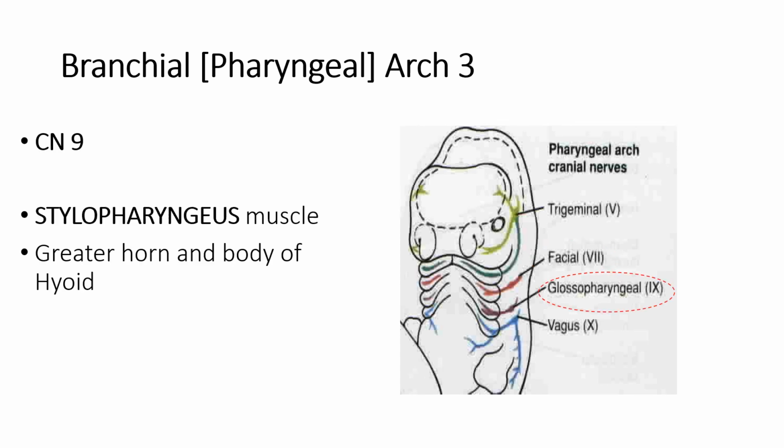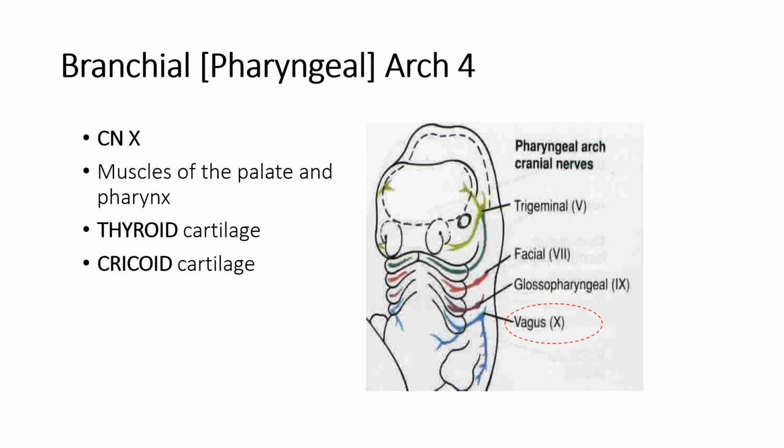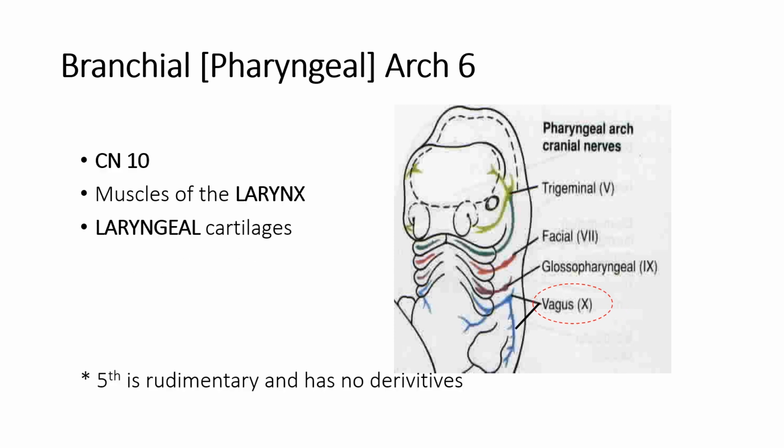Note the S's. Cranial nerve 9 is going to be stylopharyngeus muscle and the greater horn of the hyoid and the body as well. Branchial or pharyngeal arch number 4, so cranial nerve 10, so we see the muscles of the palate and the pharynx, thyroid cartilage and cricoid cartilage. We skip 5. 5 is rudimentary and has no derivatives according to the literature. So we go into arch 6, cranial nerve 10 or vagus. So this is going to be the muscles of the larynx. Remember, that's the voice box. So we're going to see laryngeal cartilage.